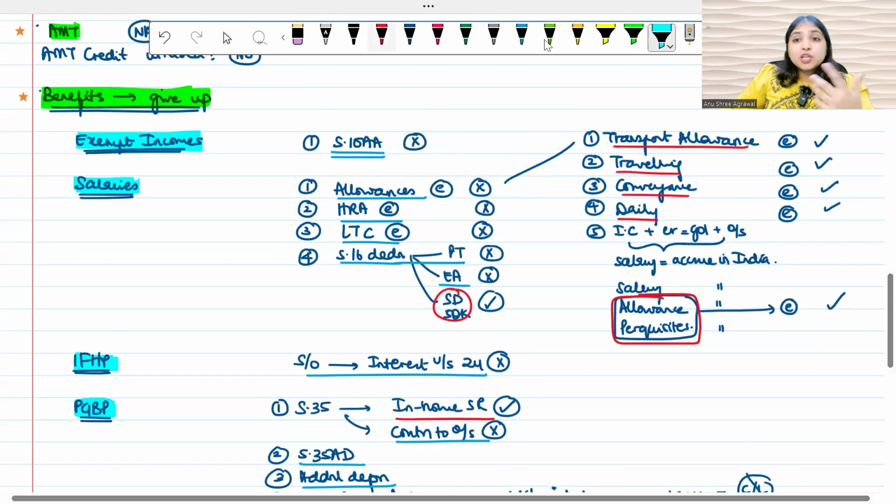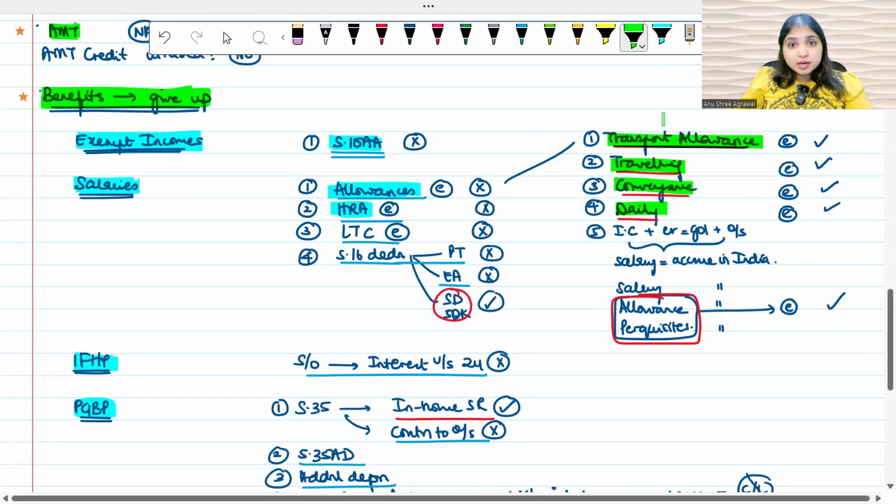So we're talking about what are the benefits which will get taken away from you. Under the exempt incomes chapter, if you see, section 10AA, tax holiday, you will not get anymore. Under the salaries chapter, if you see, allowances, HRA and all, whatever exemption you get, you will not get that exemption. But however, transport allowance, you can continue to enjoy the exemption. Travelling allowance, you can continue to enjoy the exemption.